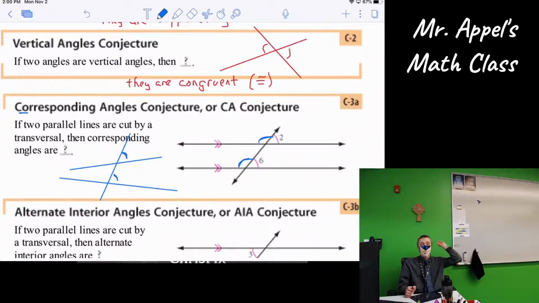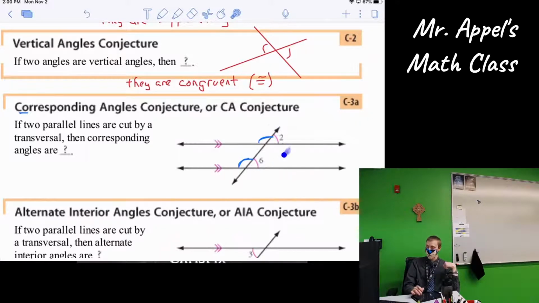But even better, if the two lines are parallel, then something else is true about those corresponding angles. How would you describe their measures there? Take a look at the picture and make your best guess. Type it in the chat. Congruent, complementary, or supplementary? I'm going to erase my diagram. Just the parallel ones. If they're parallel, what is true about the angle measures?